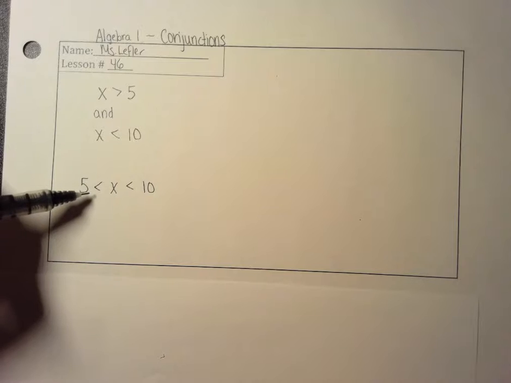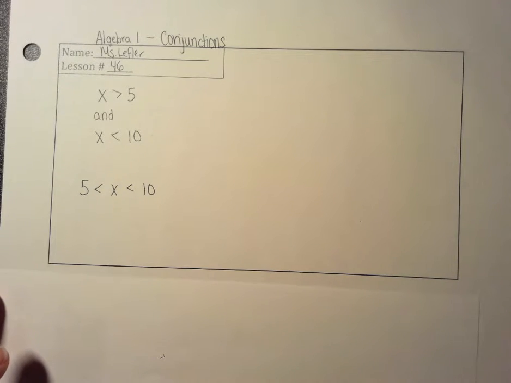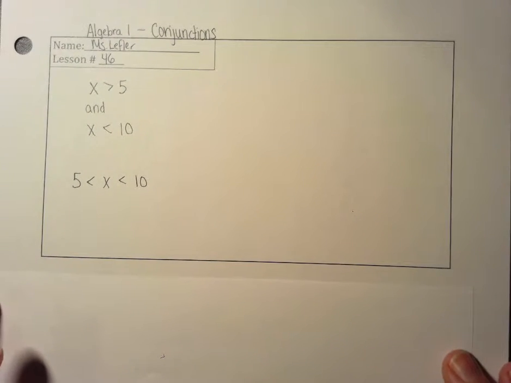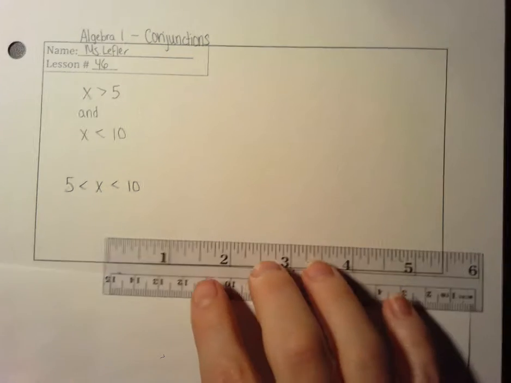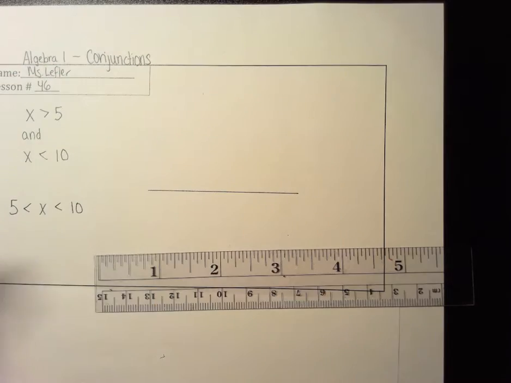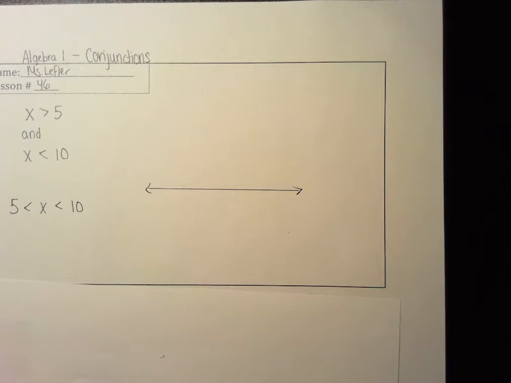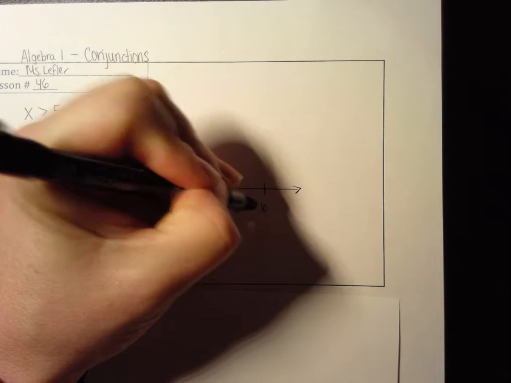Remember, you're always pointing at the smaller number, so it means 5 is smaller than x and x is smaller than 10. So this means that the number x is somewhere in between 5 and 10. Now if I wanted to graph that, let me graph my little number line over here. Draw a number line with arrows at each end to indicate they go on forever. And somewhere in this number line, I need to have a 5 and a 10. So I'll just put 5 here and I'll put 10 here.